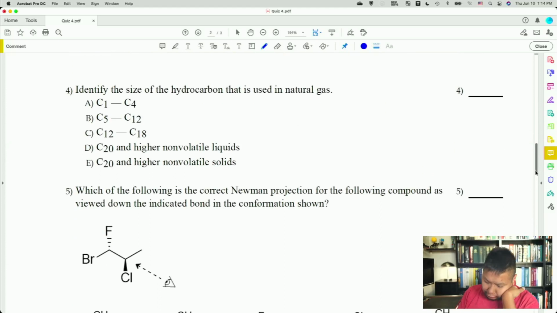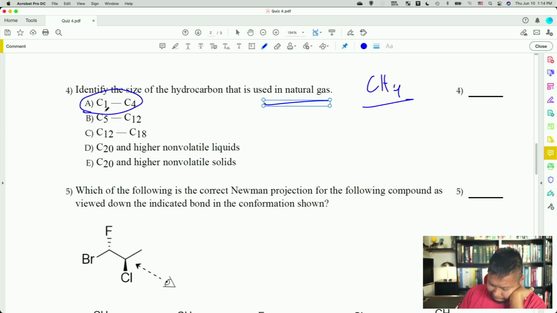Identify the size of hydrocarbon that would be used in natural gas. Well, we all know that's actually methane, CH4. So that's what natural gas is, and so the answer is A. 1, 2, 4 carbons large. Next one, number 5.